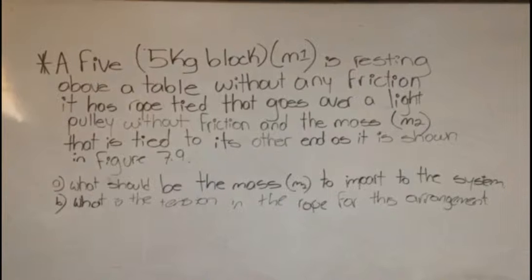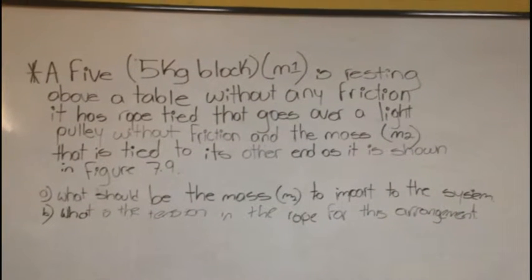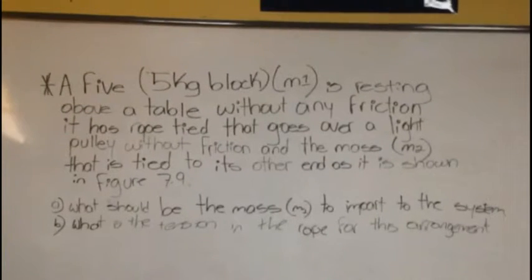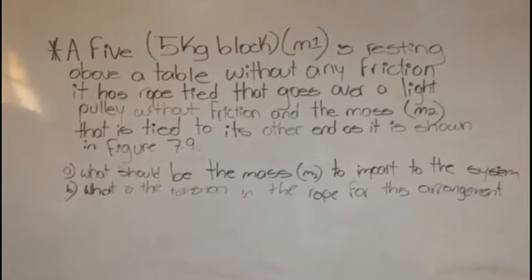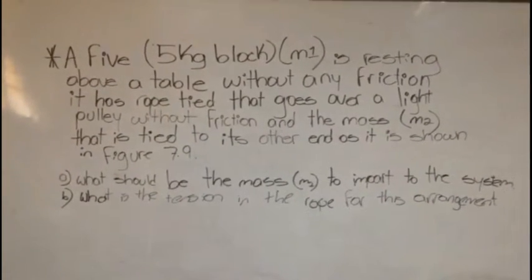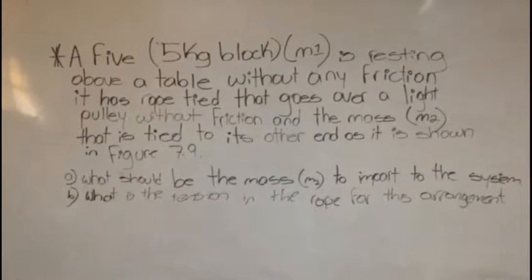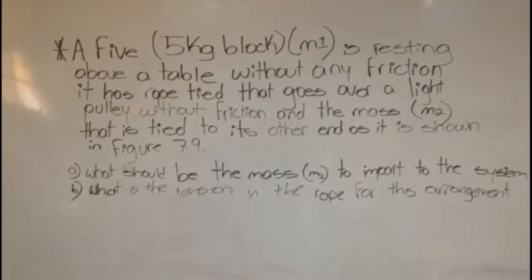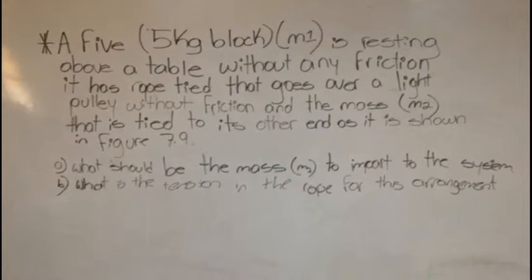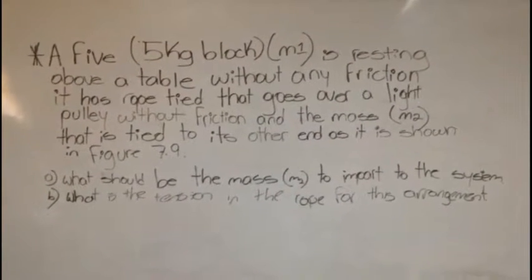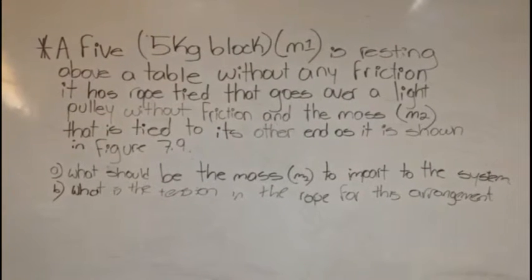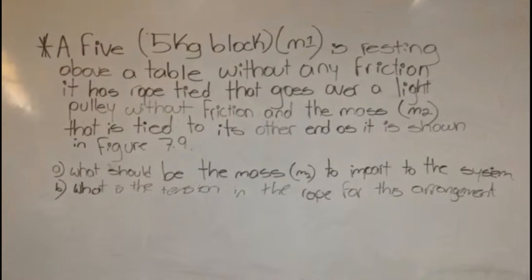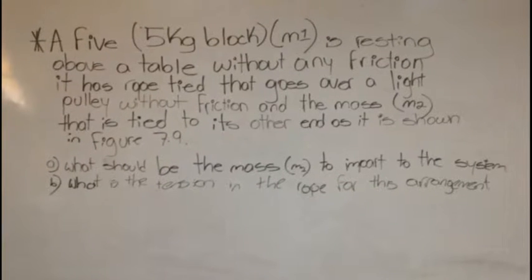For this problem, we have a 5 kilogram block resting above the table without any friction. It has a rope tied that goes over a light pulley without friction, and the mass M2 is tied to its other end as it is shown in figure 7.9. First, what should be the mass M2 to impart the acceleration to the system, and then we need to find the tension in the rope for this arrangement.